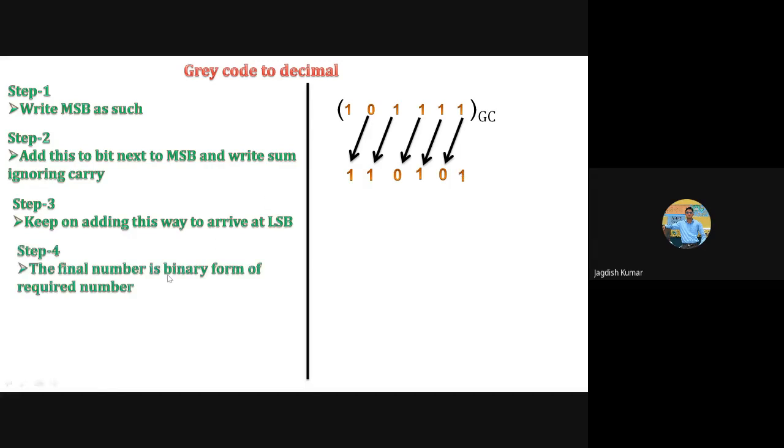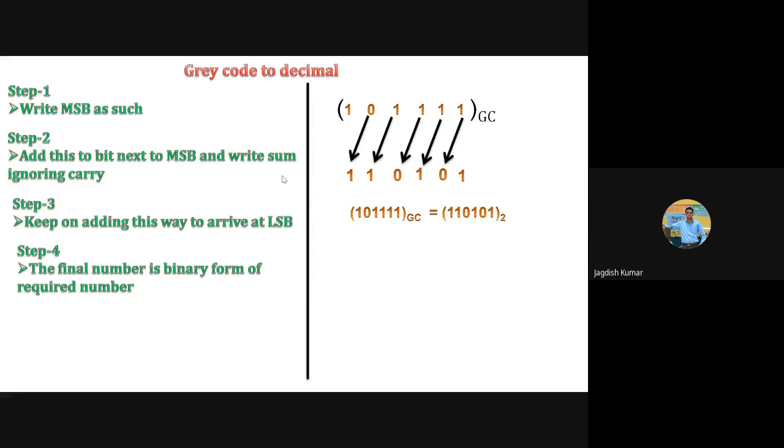So what it means is this final number which we have got here is nothing but the straight binary form of this gray code number. Do you know what straight binary form means? It is a weighted number. Every bit has a particular weight. So this has 2 raised to the power 0, this has 2 raised to power 1, 2 raised to the power 3, 2 raised to power 4, and so on. Correct?